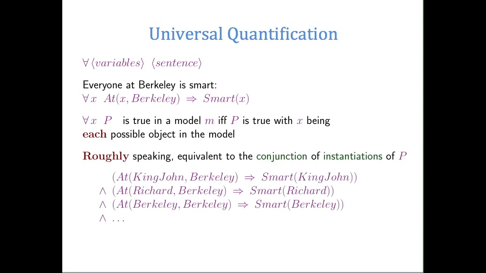Now, the idea of universal quantification can be thought of as equivalent to a conjunction of all the possible instantiations of the proposition p. So for instance, if we have objects in our world like King John and Berkeley, then for all x, at x Berkeley implies smart x could be seen as a conjunction of all the possible instantiations, like at King John Berkeley implies smart King John, at Richard Berkeley implies smart Richard, at Berkeley Berkeley implies smart Berkeley, and so forth. Basically true for all the possible instantiations of the variable.